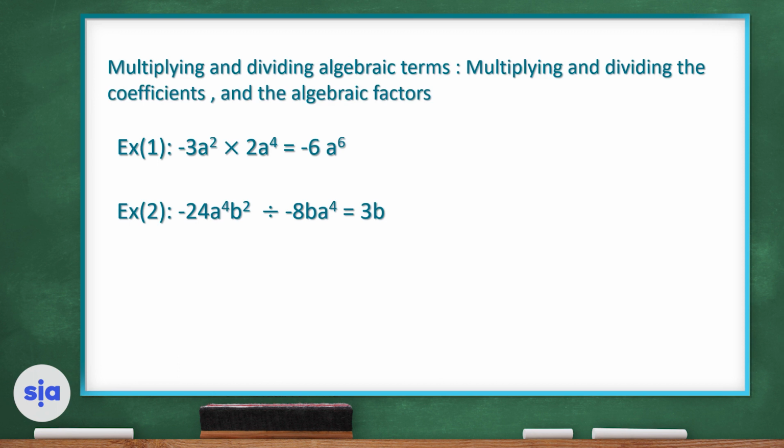Example 2: if I want to divide these two expressions, negative 24 divided by negative 8 is 3. And then a to the power of 4 divided by a to the power of 4, they cross each other out. And b to the power of 2 divided by b is b.